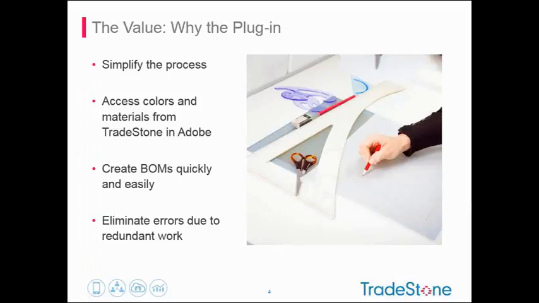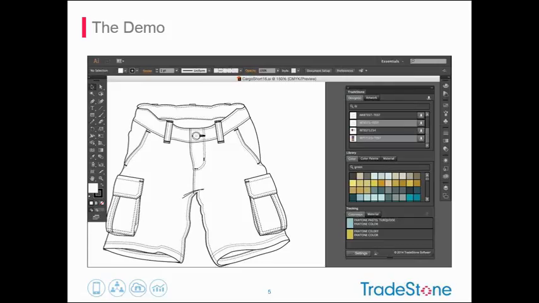Thank you, Peter, and good morning, everyone. At TradeStone, we're always looking for ways to simplify the process. For designers, that meant allowing them to begin the creative process directly in their native design tool, Adobe Illustrator. The Adobe Plug-in module extends the value of the TradeStone libraries by allowing users to access the colors, materials, trims, or components in the case of hardlines directly from within Adobe Illustrator. Using this information, users can update or finalize sketches and build out a bill of material. Additionally, users will gain efficiency and eliminate potential errors due to redundant work. So now let's jump over to the live demo and take a closer look.